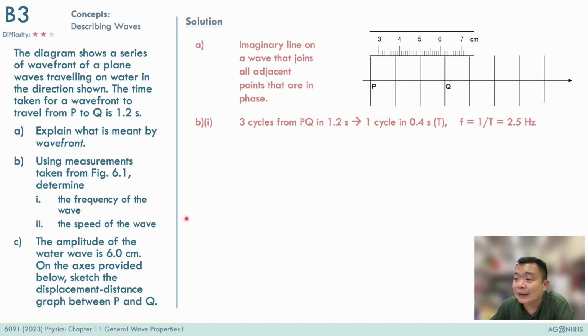Hertz. Now, speed of the wave can be gotten from the wave equation, but we still need data on the wavelength of the wave. So therefore, we can actually obtain the wavelength from this measurement over here. This is one wavefront to a second wavefront, and therefore this is the distance of one complete cycle, which is the wavelength, and this is 1.2 cm. And that's how we can obtain the speed of the wave using the wave equation.